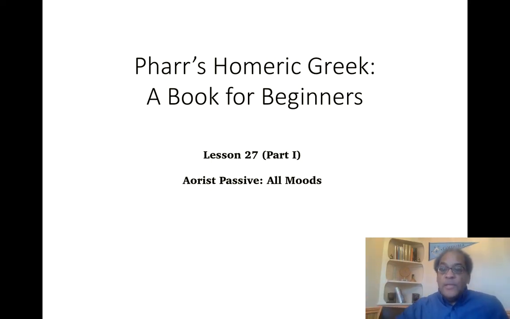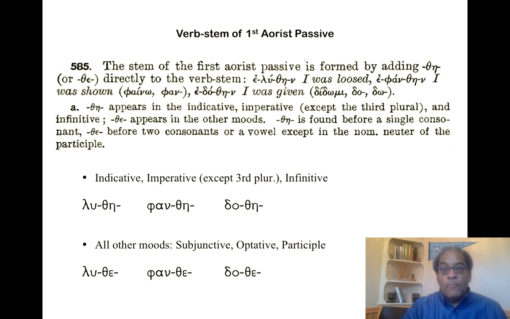Good morning, scholars. Today we're going to continue our way through Pharr's Homeric Greek, a book for beginners, reviewing all the various moods of the aorist passive tenses. So, as you remember, the aorist passive has a first aorist passive and a second aorist passive.